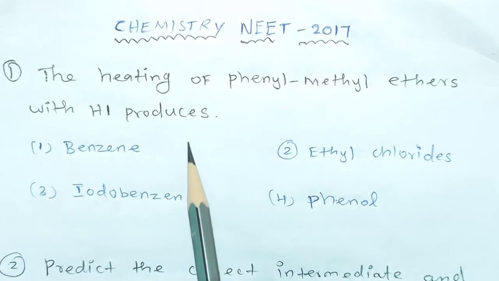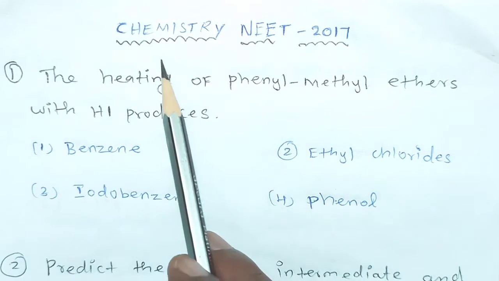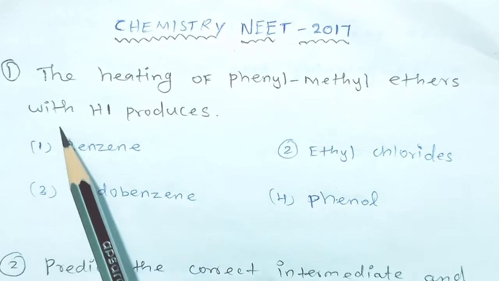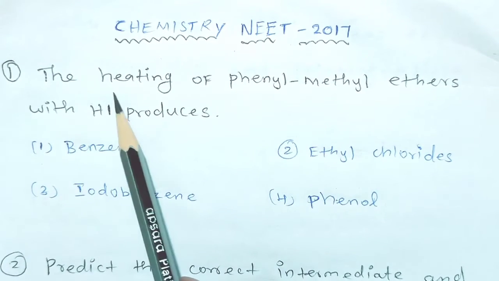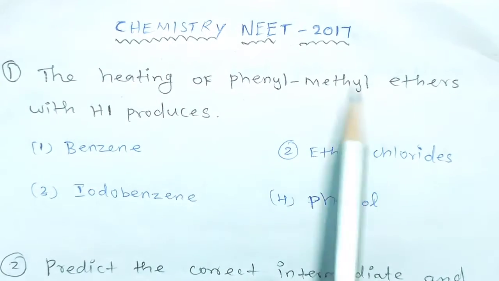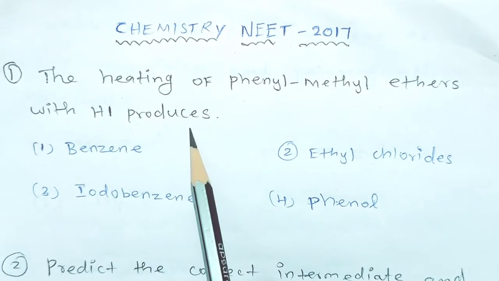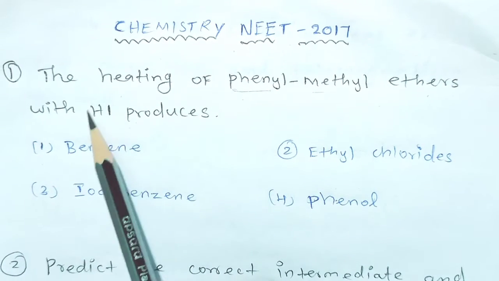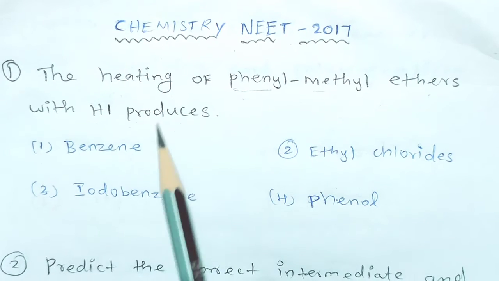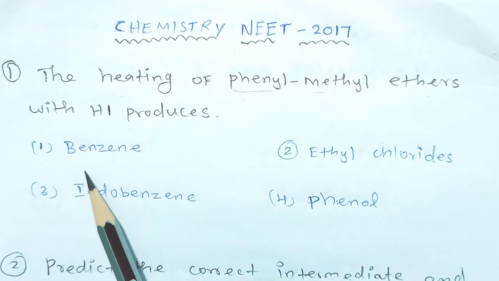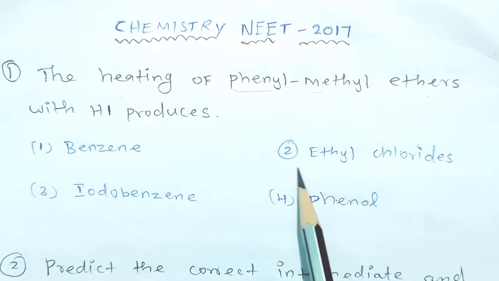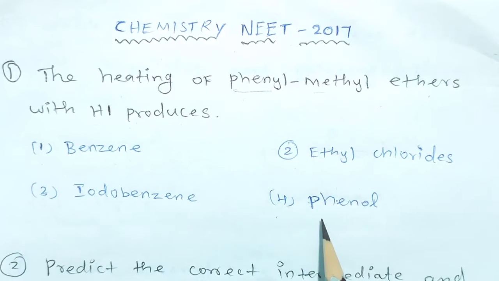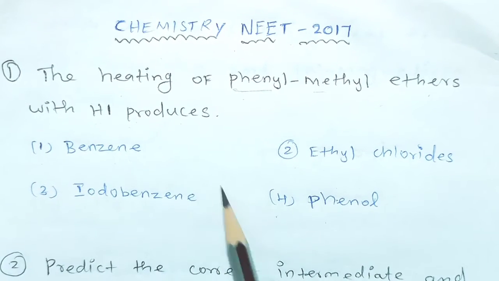So today's session I am going to discuss chemistry NEET 2017 questions. First of all, the heating of phenyl methyl ether with HI produces what? Four options are given. One is benzene, second is ethyl chloride, third is iodobenzene, and the fourth is phenol.